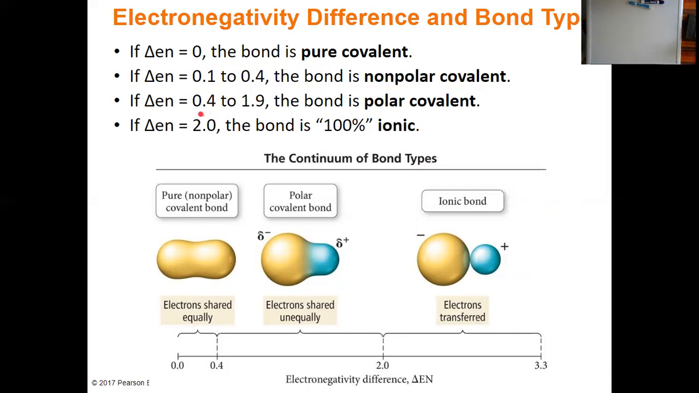If you have an electronegativity difference between 0.4 and 1.9 though, now we have a polar covalent bond. And any electronegativity difference that's greater than 2 is considered 100% ionic. That is a full transfer of electrons.